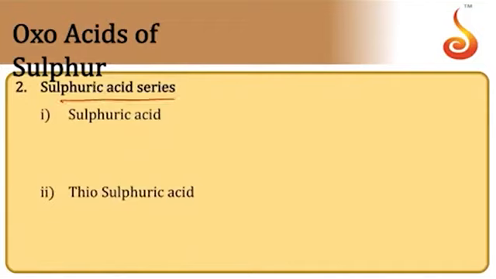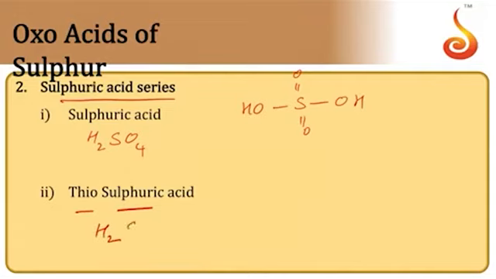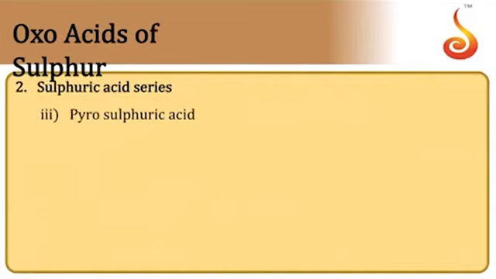Then we have the sulfuric acid series. The basic compound is sulfuric acid, that is H2SO4. Again there are 2 OH groups because all of them are dibasic in nature. We have 2 more oxygens left, so 2 double bond O. That is the sulfuric acid structure. Thiosulfuric acid: again replace one of the oxygens by sulfur. It should be H2S2O3, replacing one oxygen by sulfur. So in the structure also just replace one of the oxygens by sulfur, and you get thiosulfuric acid.